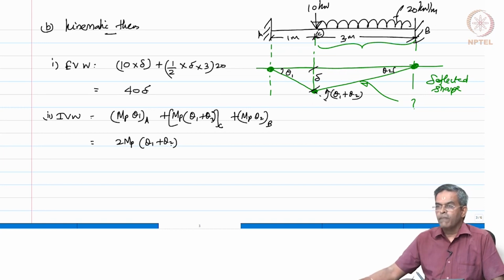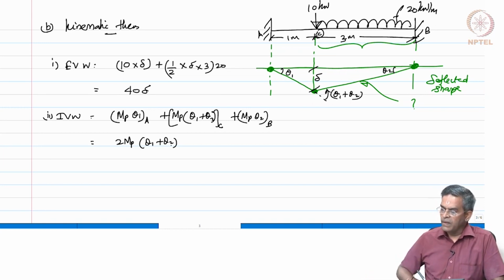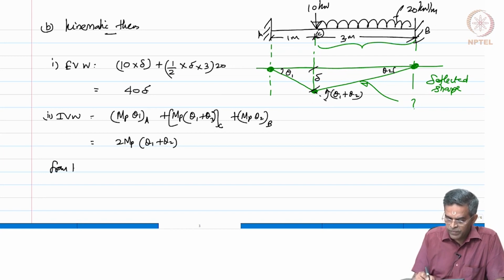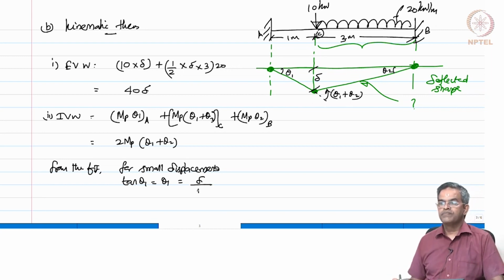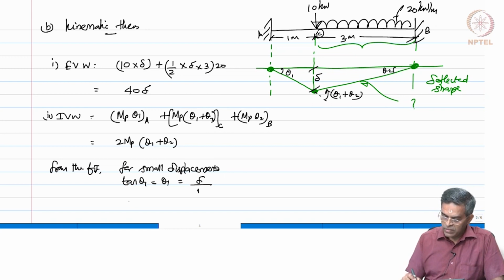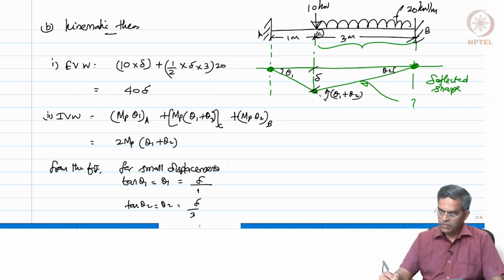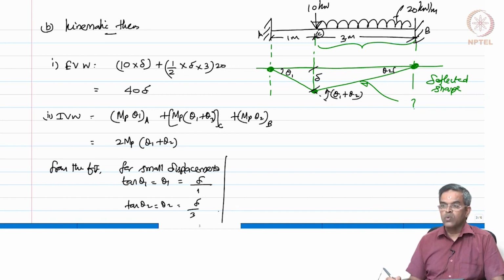So, from the figure I can always relate theta and del. From the figure we can say for small displacements, tan theta 1 is theta 1, which is del by 1, and tan theta 2 is theta 2, which is del by 3. Let me substitute these theta 1 and theta 2 as a function of del in this equation.